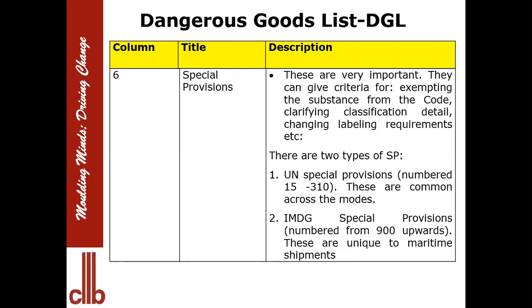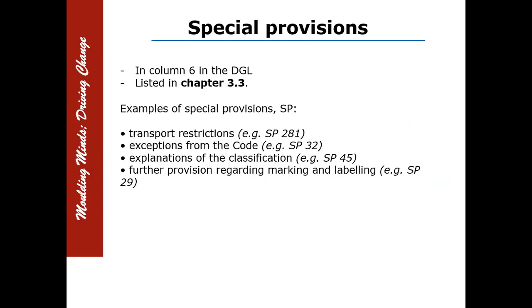So as I mentioned to you, special provisions that appear in column number 6 of the DGL are equally as important as the information that you will derive in column 1 to column 5. All right, why are special provisions important? Because they may ask you to do some additional information. In the case of lithium batteries, there are special provisions here. Let me show you some information.